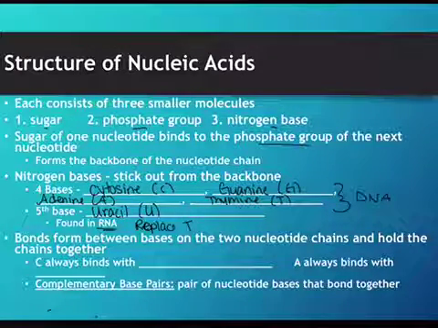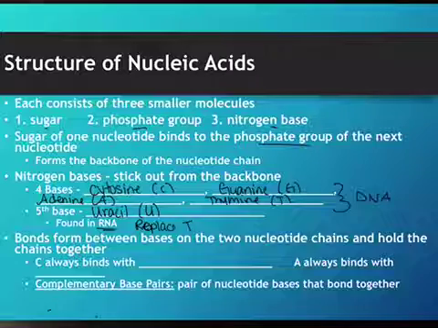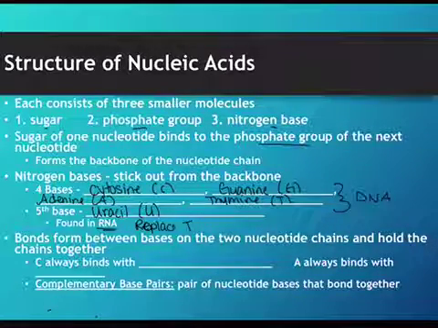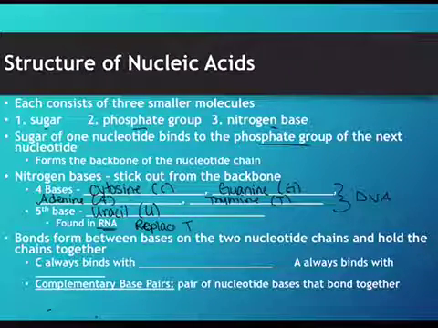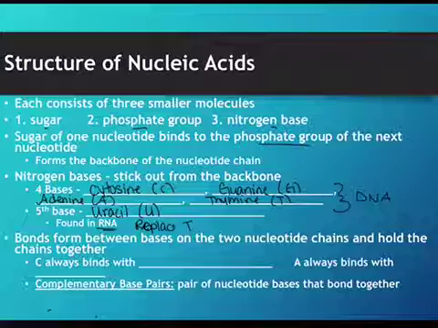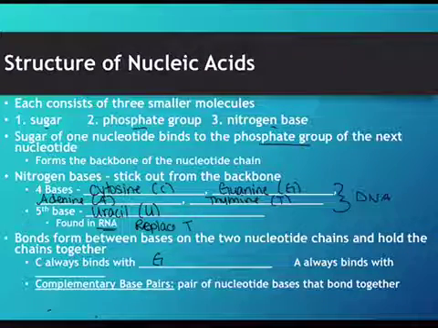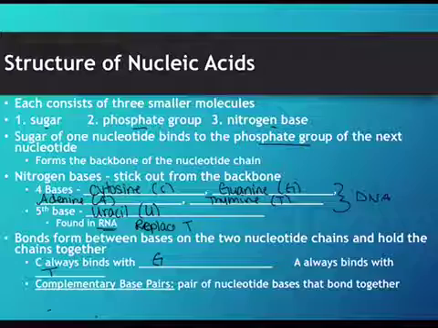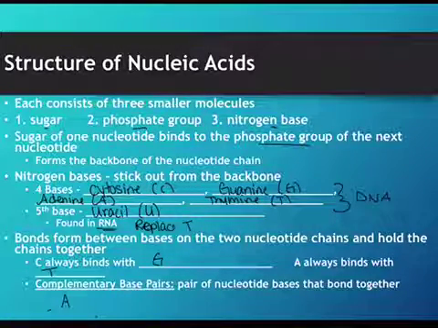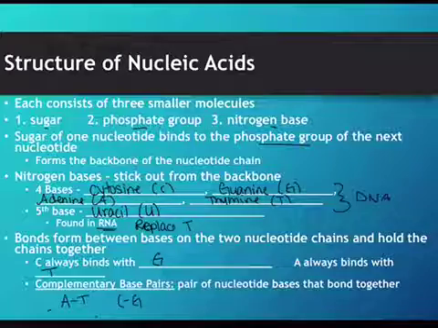Bonds will form between bases on the 2 nucleotide chains of DNA, and it holds the chains together. This bonding always happens in a specific order, where cytosine will always bond with guanine and adenine will always bond with thymine. We refer to this rule as the complementary base pairs, and it's the pairing of nucleotide bases that bond together. So again, A pairs with T, C pairs with G.